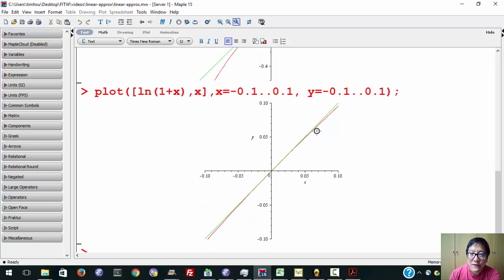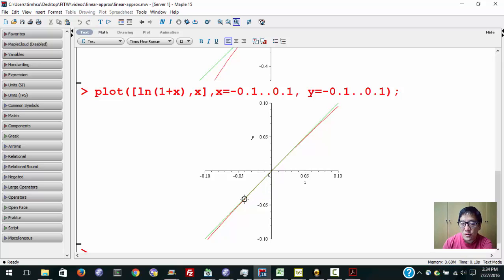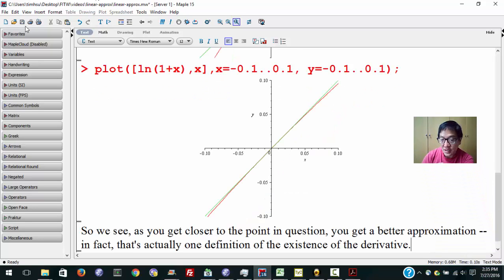And if we zoom in even more, so x is between minus 0.1 and 0.1, and y is between minus 0.1 and 0.1, we see that it's really a very, very good approximation. Even percentage-wise, it's really very good. So we see, as you get closer and closer to the point in question, taking the approximation at 0, you get a better and better approximation.